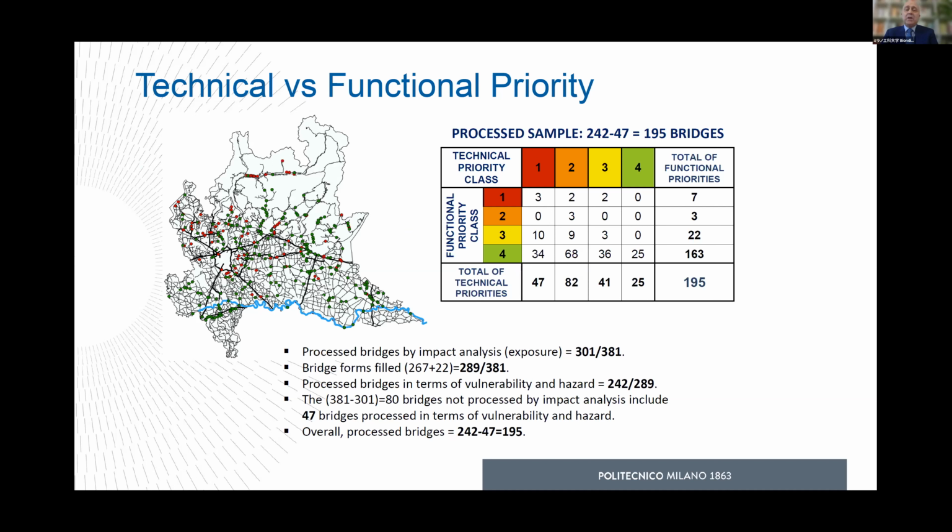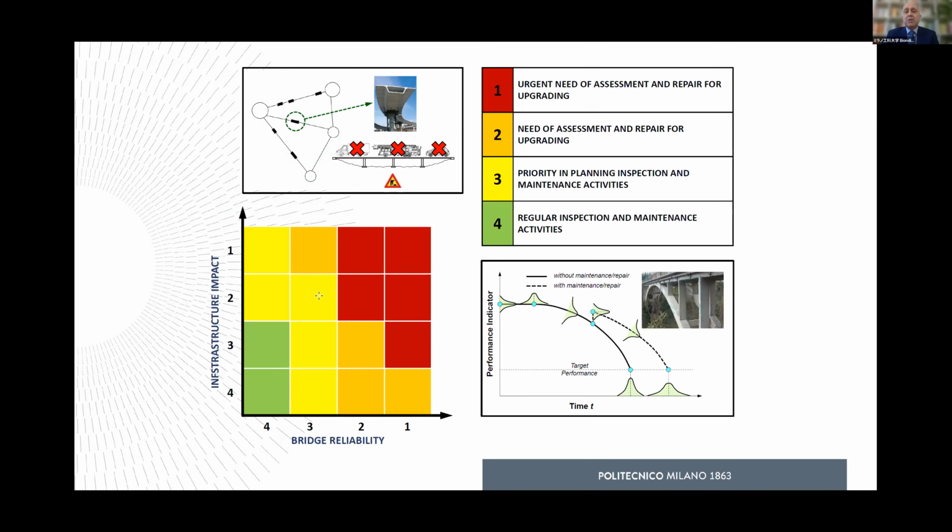And in this way, we combine the technical priority with the so-called functional priority. This table shows the priority matrix that realizes this combination and allows an effective risk prioritization, also taking into account the impact at the infrastructure level. Of course, with reference to this priority matrix, we can also define risk classes, and 4 risk classes have been defined with 4 intervention policies associated with each class.